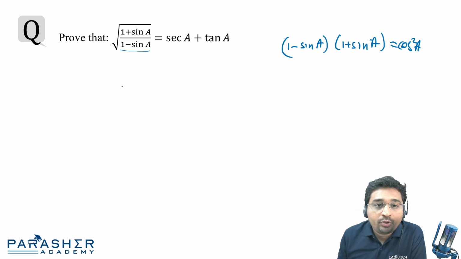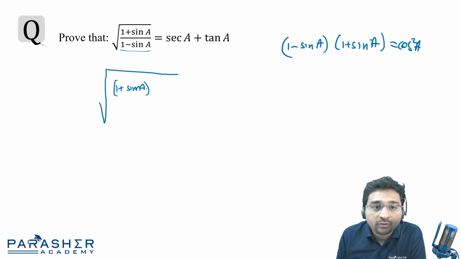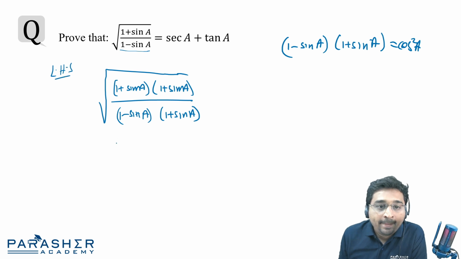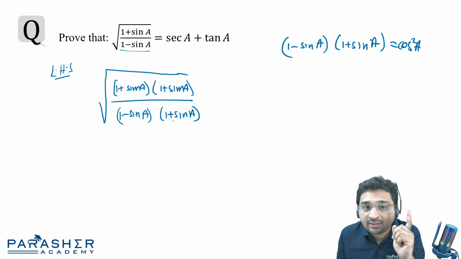So what I'm going to do is multiply the numerator and denominator with 1 plus sine A, very similar to rationalizing the denominator. So this becomes 1 minus sine A into 1 plus sine A. I'm only looking at the LHS for the time being. Why did I do it? Because 1 minus sine A into 1 plus sine A rings a bell that it can be made equal to cos square A. And if I get cos square A, the square root can be eliminated.